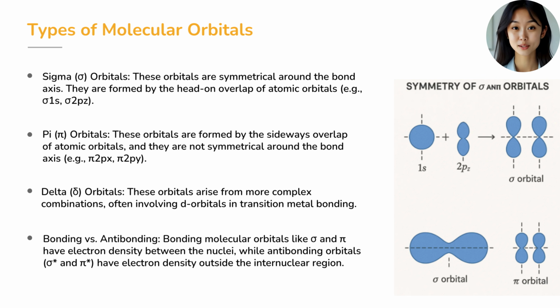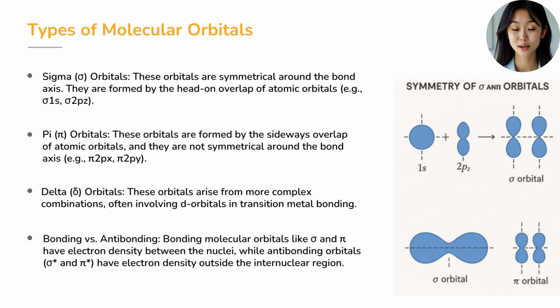Molecular orbitals come in different types, and each plays a unique role in molecular bonding. The simplest ones are the sigma orbitals, which form when atomic orbitals overlap head-on. These orbitals are symmetrical around the bond axis and are responsible for the strongest type of bonding. Then we have pi orbitals, which form from the sideways overlap of atomic orbitals. These are not symmetrical around the bond axis, and they're often seen in double and triple bonds, like in the case of oxygen or nitrogen.